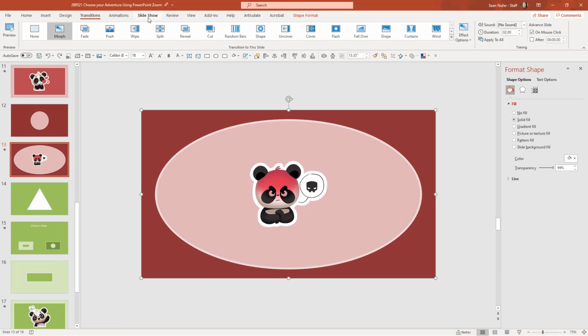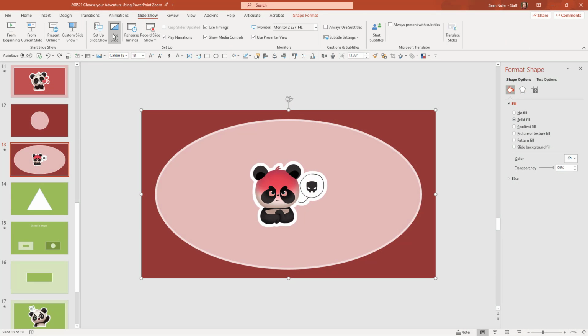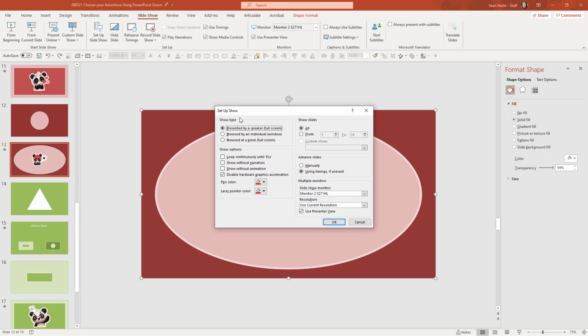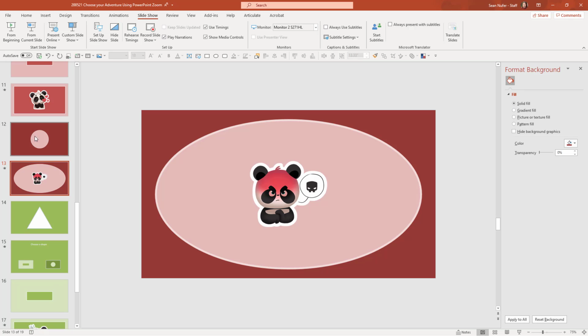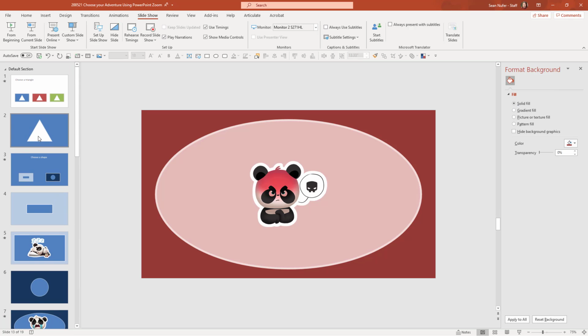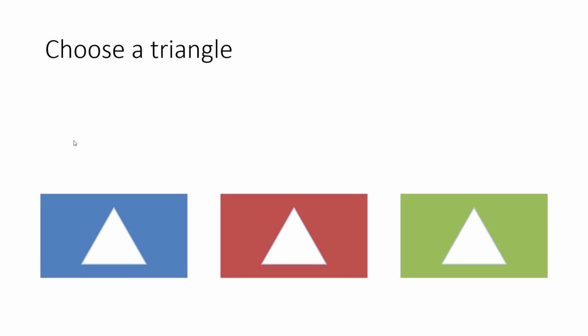Now the very last thing I'm going to do is I'm going to hop up to slideshow, and I'm going to set up my slideshow. Right now it's presented by speaker, which is typical. This is the default setting, but I'm going to choose browsed at kiosk, full screen. And what that does is it locks down all of my keyboard and mouse controls, meaning I can't advance or return a slide unless I click on an active element. I'll show you what that means.